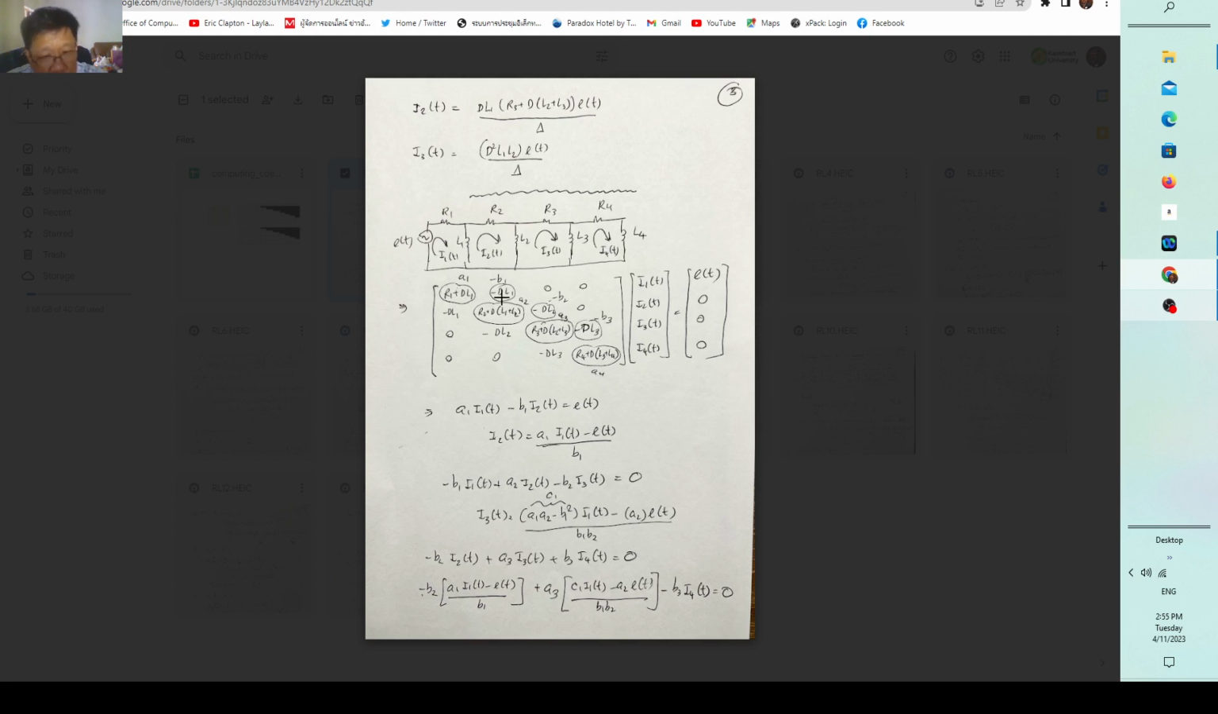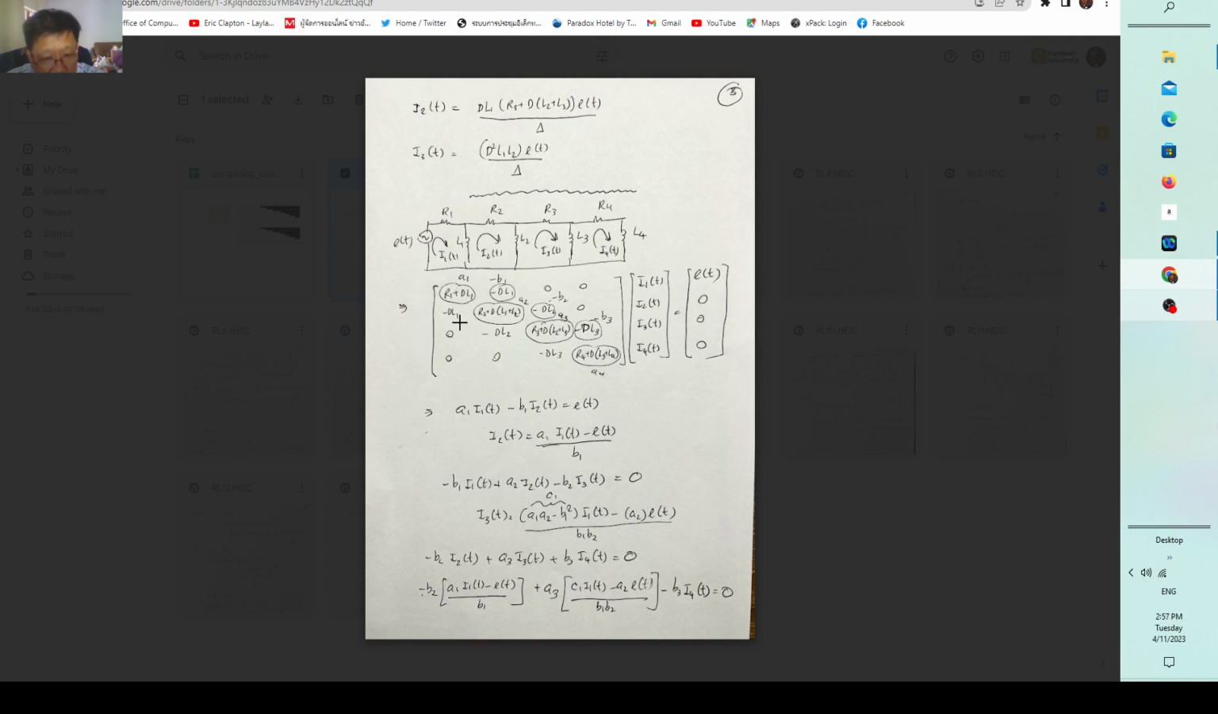Once we make this substitution, we can rewrite this as the algebraic equations one by one. Let's look at the first equation first. It's going to be a sub 1 times I sub 1 t minus b sub 1 times I sub 2 t equal to the right hand side, which is E sub t. So if you rearrange the terms, I2t will be equal to A1 times I1t minus Et, and since I sub 2t has B sub 1 multiplied, if you want to write pure I sub 2t, you divide by B sub 1 on the other side. So now you can see that we can write I sub 2t in terms of I sub 1t according to this.